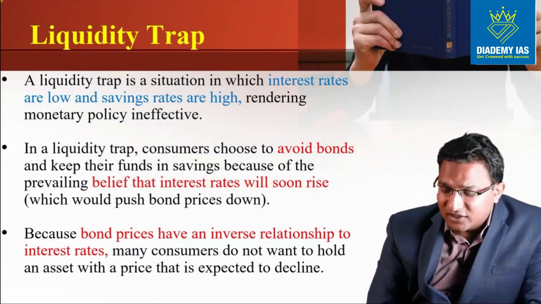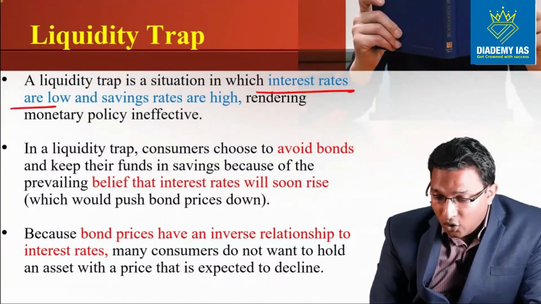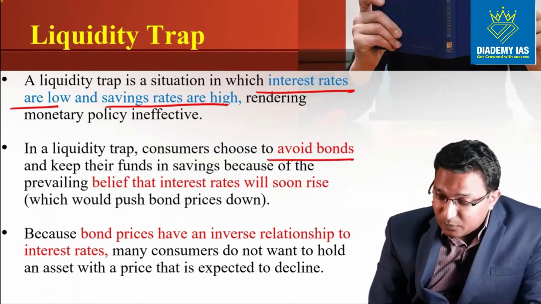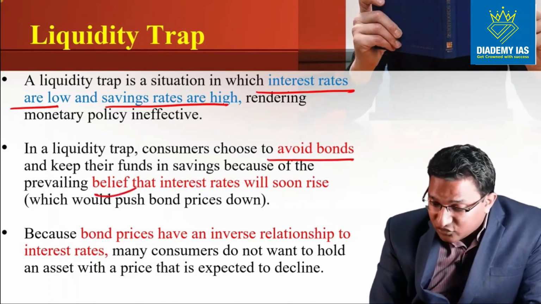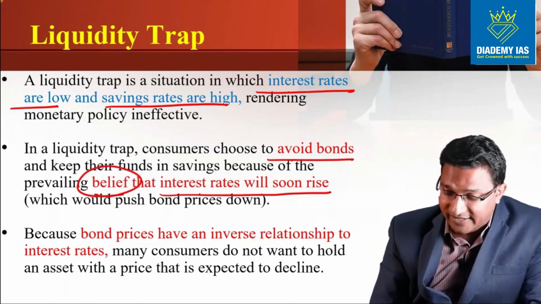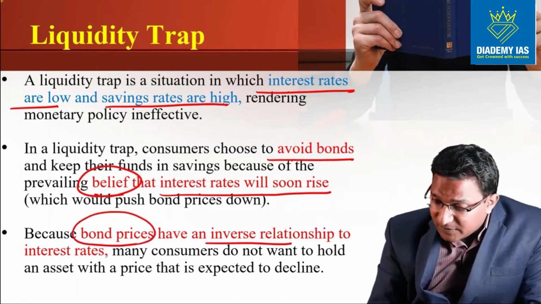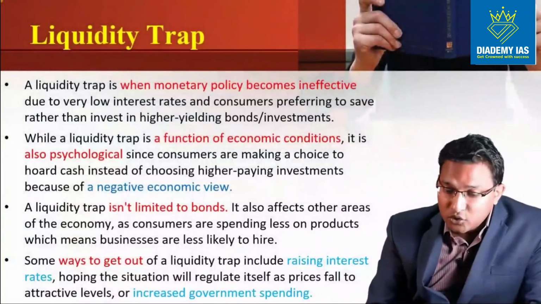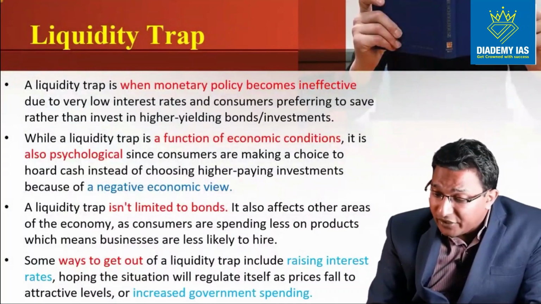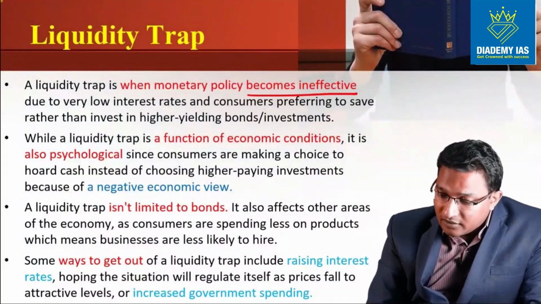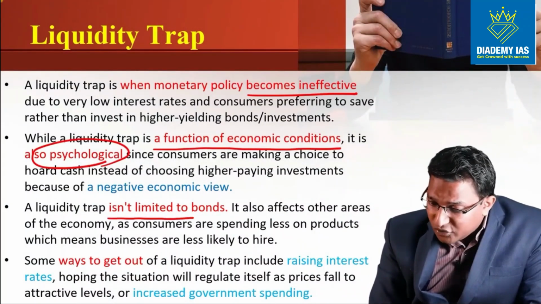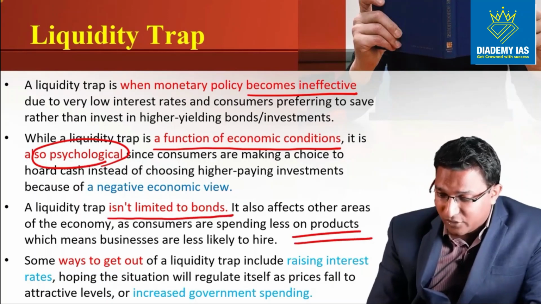So a liquidity trap is a situation in which interest rates are low and saving rates are high, rendering monetary policy ineffective. In a liquidity trap, consumers choose to avoid bonds and keep their funds in savings because of the prevailing belief that interest rates will soon rise. Because bond prices have an inverse relationship, consumers may not want to hold an asset whose price is expected to decline. So a liquidity trap is when monetary policy becomes ineffective. It is a function of economic conditions and also psychological. And it is not limited to bonds only. It can impact the demand for products also.